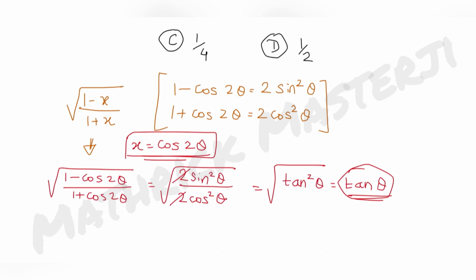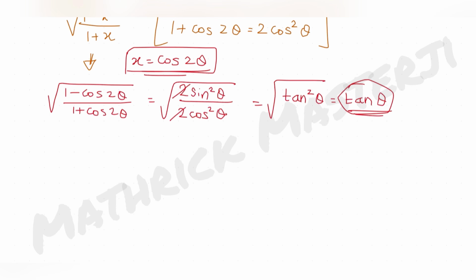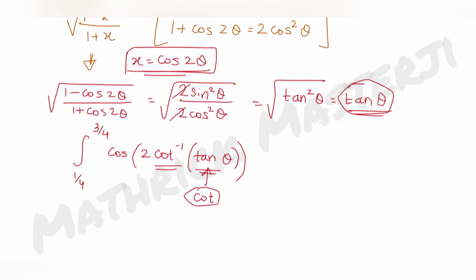Now I have to find the integral. I have to find the integral with limits from 1/4 to 3/4 of cos of 2 cot inverse of root of (1 minus x) divided by root of (1 plus x), which already gave me tan theta. Now, since I have cot inverse outside, let's make this also in terms of cot first. To make tan in terms of cot, I can use complementary angles: tan theta can be written as cot of 90 minus theta.